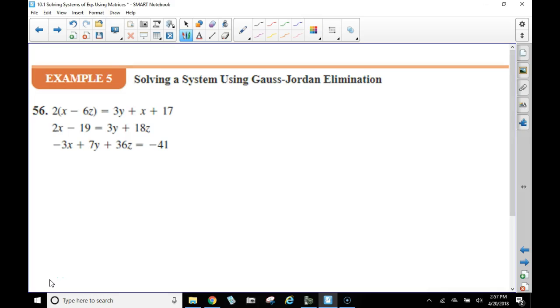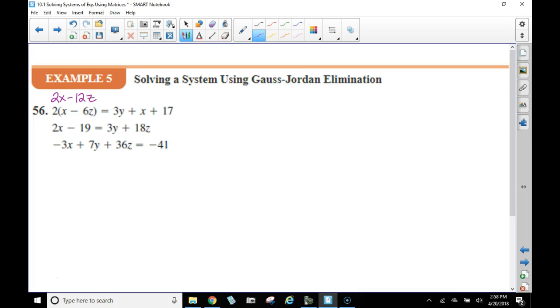So that last example, example 4, was 2 equations with 2 unknowns. Now let's see how Gauss-Jordan elimination would work with 3 equations with 3 unknowns. I think we definitely need to do some reorganizing of our equations, okay? First of all, we've got 2x minus 12z equals that other stuff.